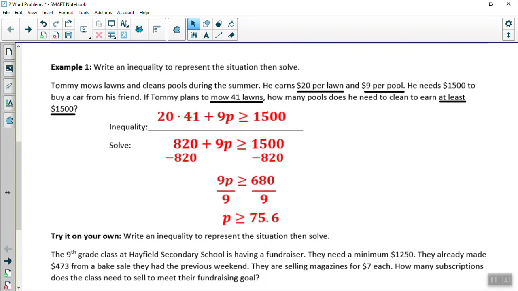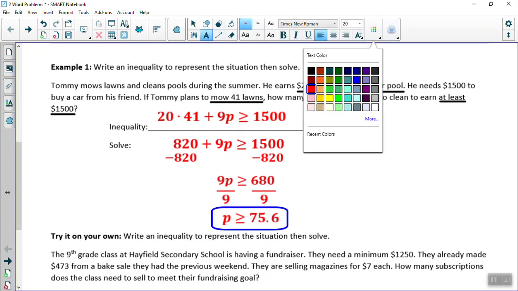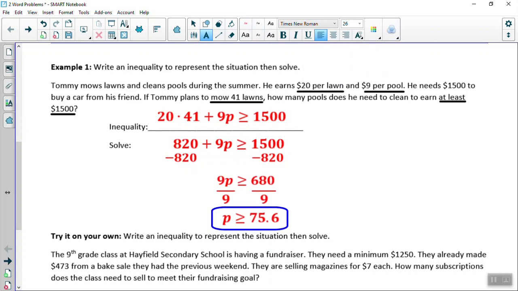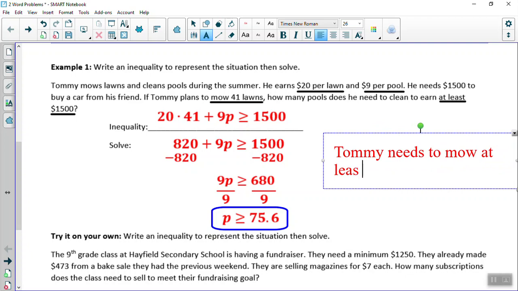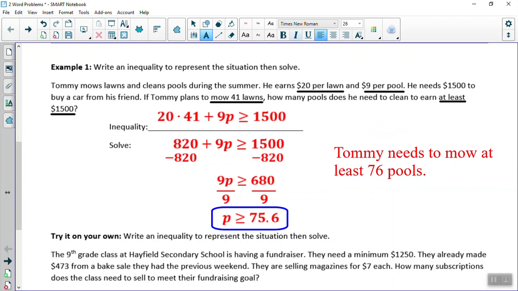because he needs at least that many, so 75 by itself wouldn't be enough. In this case, we're just leaving it as this though. This is a word problem, and to be honest, I would probably rather see the full answer written out. So I would rather see this written as, let's see, Tommy needs to clean at least 76 pools. So that would be the answer that I would be looking for right there. Okay. Tommy needs to clean at least 76 pools.